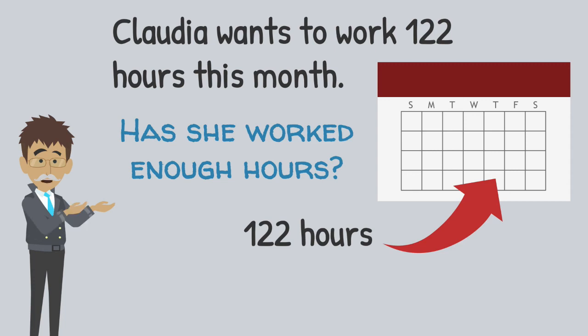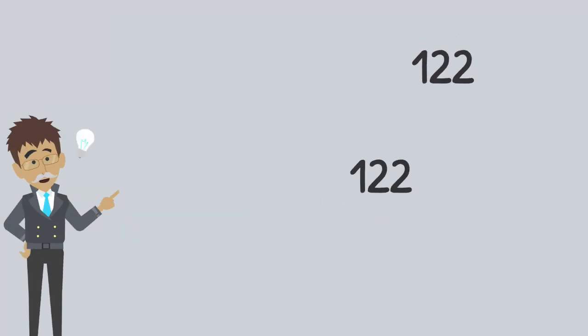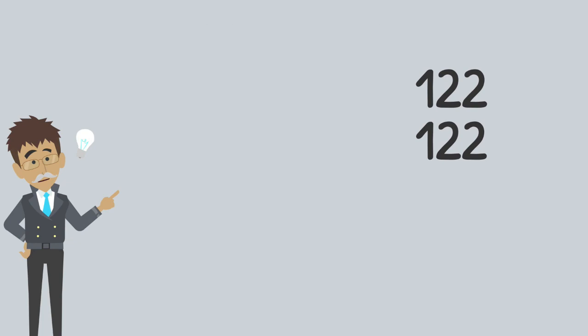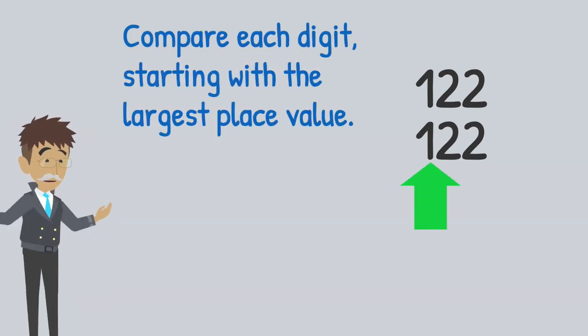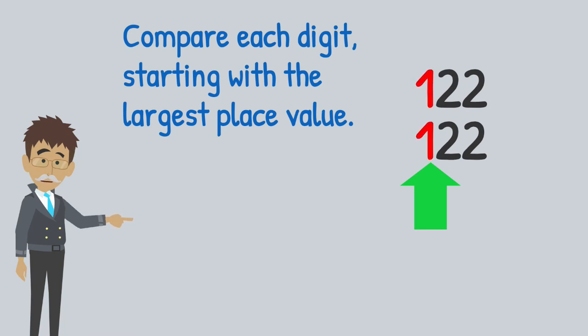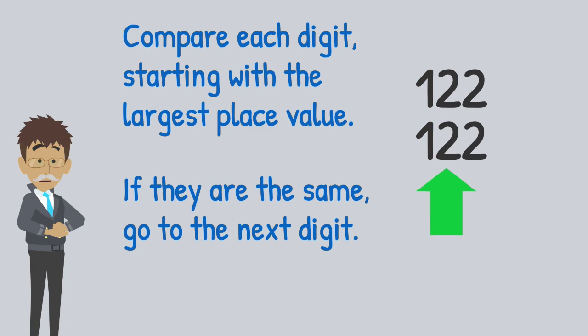To solve this problem, we want to know which is greater, the number of hours she wants to work or the number of hours she has worked. Let's line up the numbers and start comparing. Starting with the greatest place value, we compare the hundreds position. Both numbers have a 1 in that position. They are the same, so we move to the next smaller position and repeat the process.